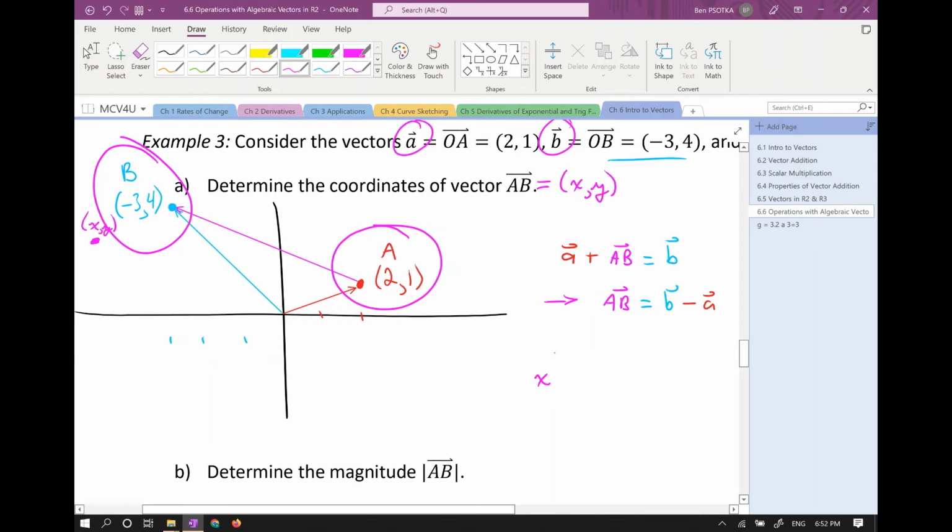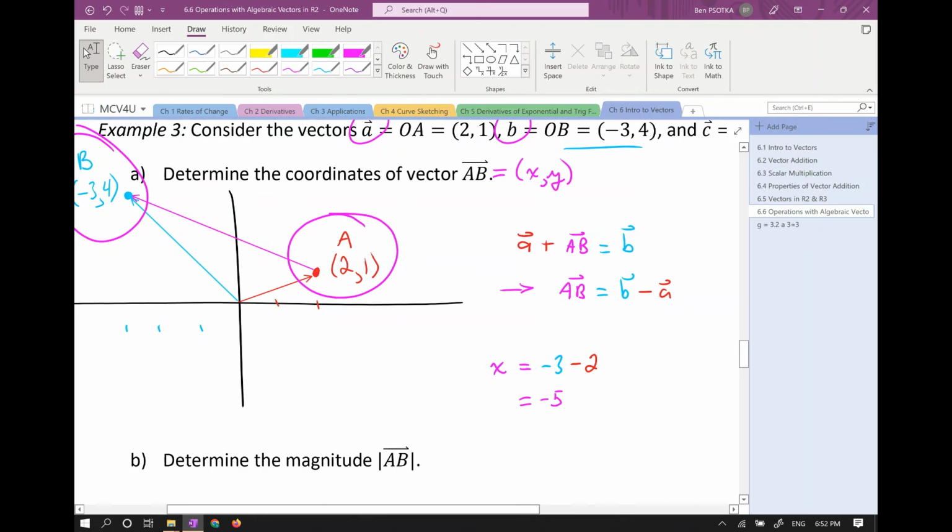Well, my x-coordinate is going to be equal to how my x-coordinate changes. Okay, so I start with my final x-coordinate, and that's -3, and I subtract because I'm finding the difference. So -3 minus the x-coordinate for A. So I'm working with 2. So -3 minus 2, okay, well, what I'm working with here is an x-coordinate of -5. I've done that work with my x-coordinate.